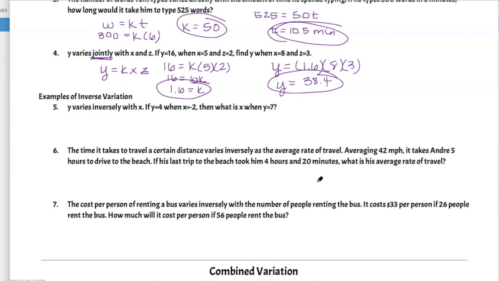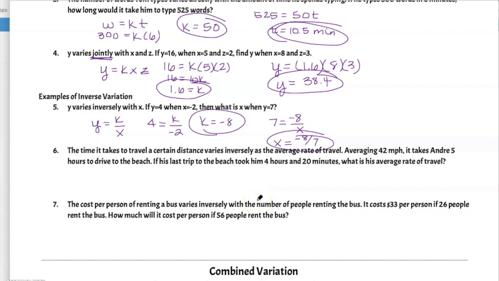The other type of problem is inverse variation. So y varies inversely with x, which means we're using division. If y is equal to 4 when x is equal to -2, we plug that in, and k is going to be equal to -8. What is x when y is equal to 7? So 7 is equal to -8 over x, because that's what we're solving for. If I multiply both sides by x and then divide, x is going to switch with the 7, which means x would be equal to -8 over 7.